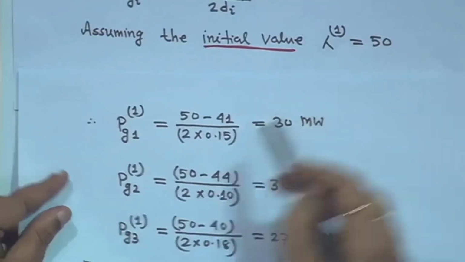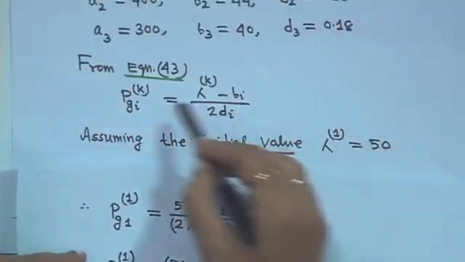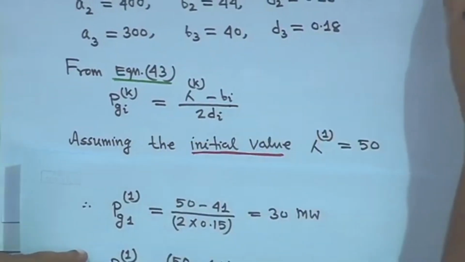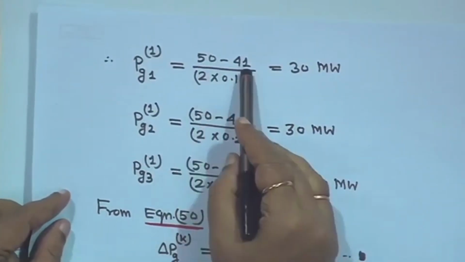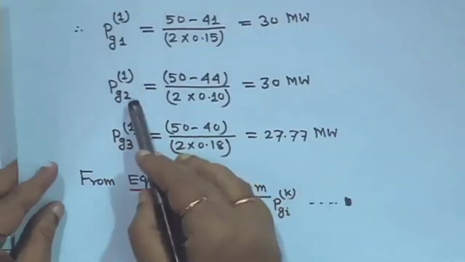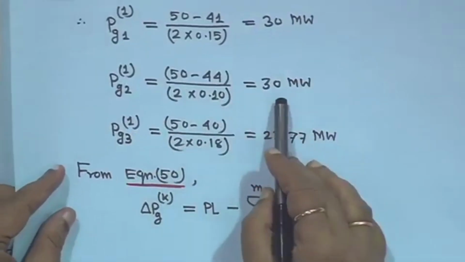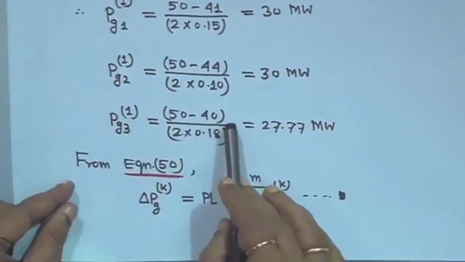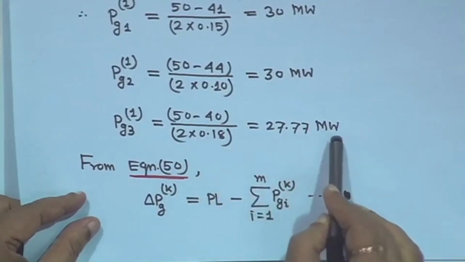Therefore, using lambda 1 is equal to 50, calculate Pg1, Pg2, Pg3 at the first iteration. So, in that case your Pg1 will become 50 minus 41 upon 2 into 0.15, that is 30 megawatt. Pg2 at first iteration is 50 minus 44 divided by 2 into 0.1, that is 30 megawatt, and Pg3 at first iteration is 50 minus 40 divided by 2 into 0.18, that is 27.77 megawatt.